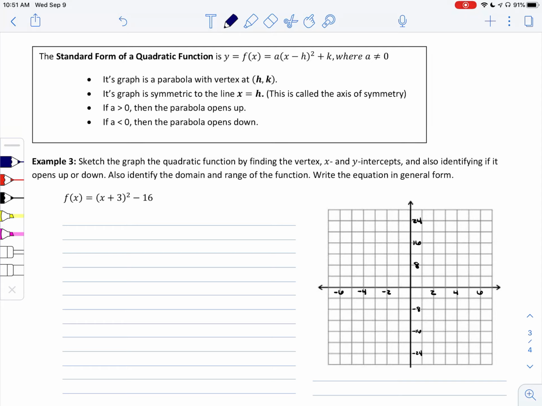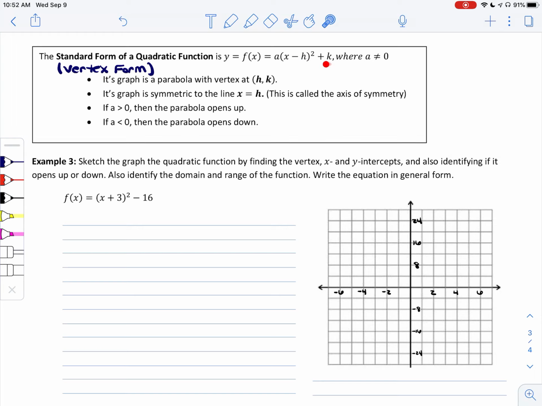In this video, we'll be looking at the standard form of a quadratic function. This is sometimes referred to as the vertex form. So if you see either of those, they mean the same thing, and this is what we're referring to. So standard form or vertex form is this guy right here. So a times (x minus h) quantity squared plus k.